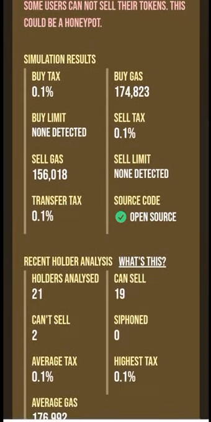The people that were able to sell, 19%, and the people that could not sell, 2%. So these 2% have been blacklisted. As you can see, they have been blacklisted. The people that are selling now, the people that own that token, the dev and his friends, are selling. Why have these 2% been blacklisted? Well, there are 21 holders. 19 were able to sell.